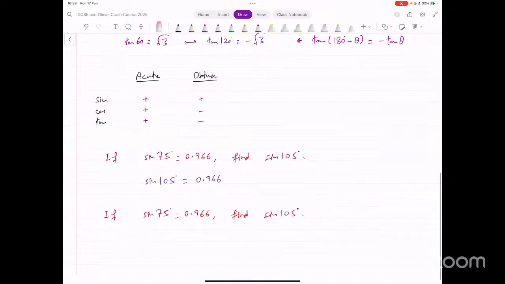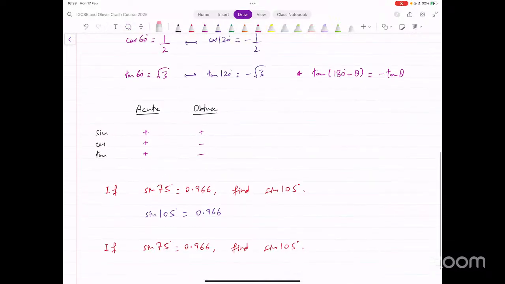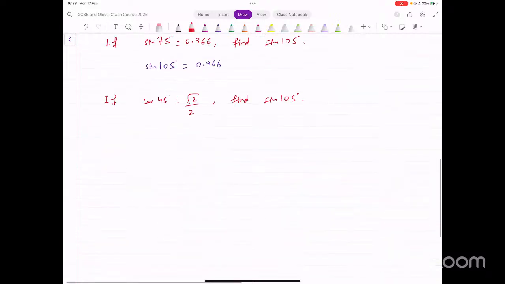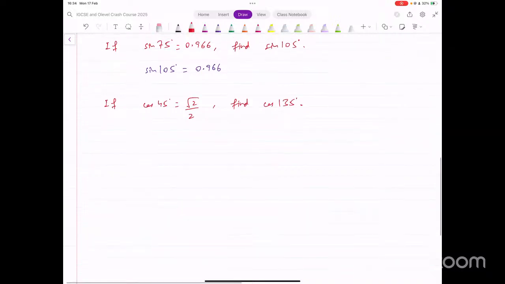Cos of, so if they tell you that cos of 45 degrees is square root of 2 over 2, and they want you to find cos of 135 degrees. How can you do this now?